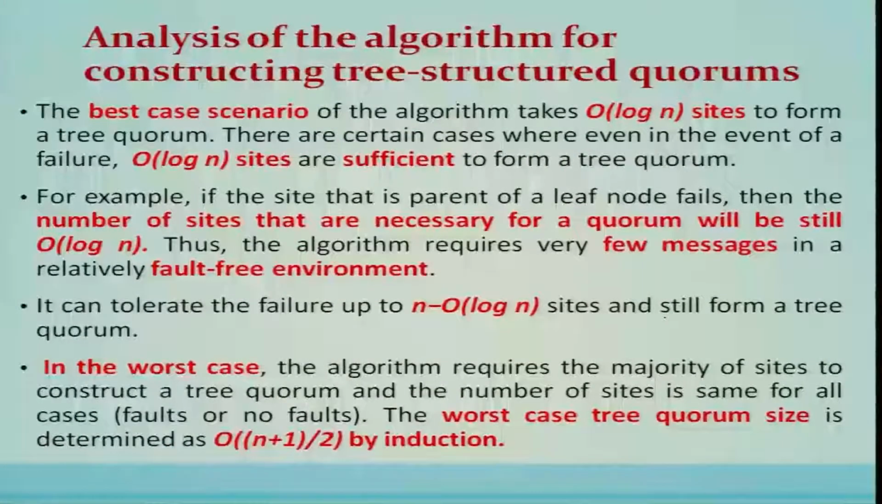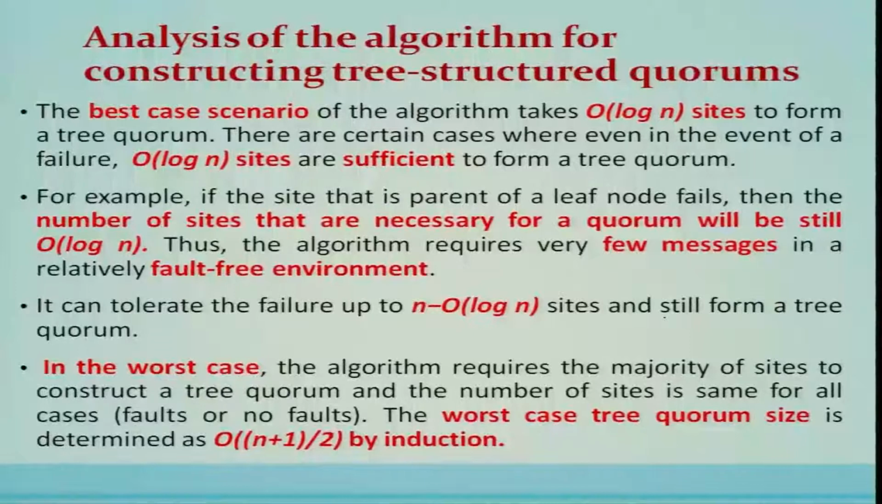Now the analysis of this algorithm. In the best case scenario, the algorithm takes order of log n sites to form the tree quorums. That particular size was also there in Maekawa's algorithm that we have seen. So there are certain cases where even in the event of failures, order log n sites are sufficient to form the tree quorums.